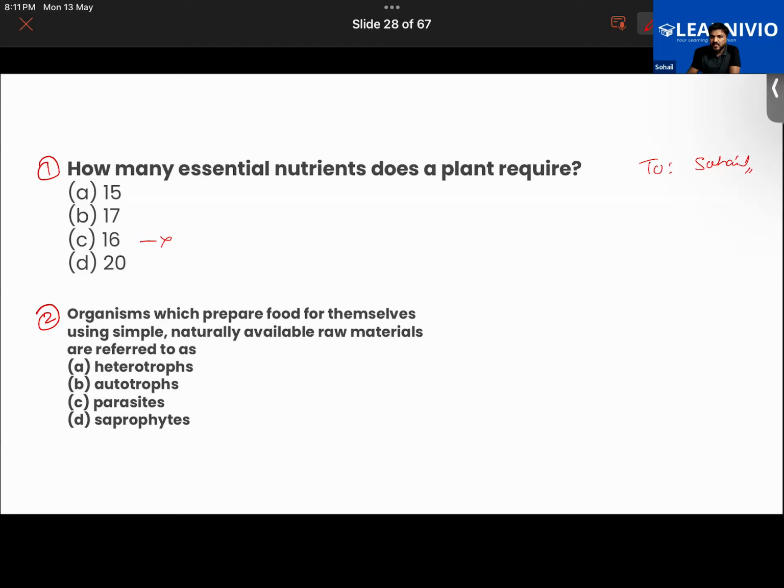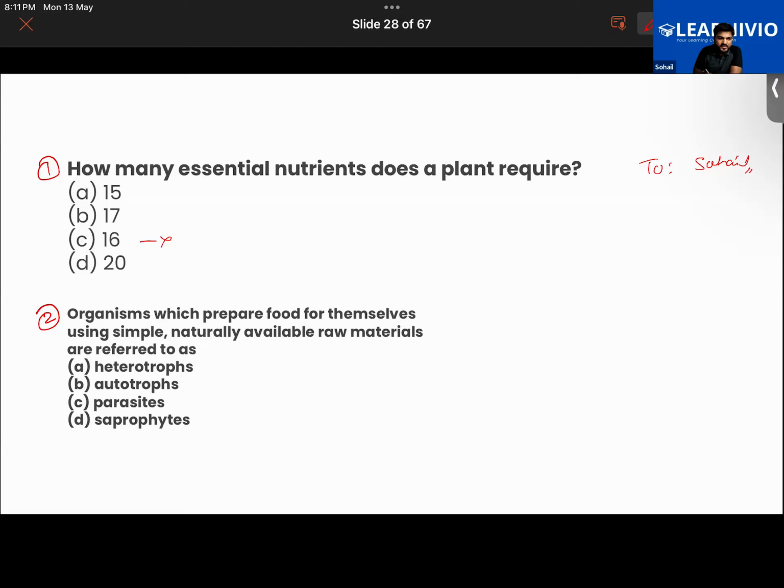Yeah, I'm checking. So Hassan, you have answered 16. That is incorrect. Suleiman, the second one is correct, but the first one is incorrect. Rectify that. How many essential nutrients are there? There are 17 essential nutrients. Aman, second one is correct. Fatima, second answer is correct. Hassan, first one is correct now.